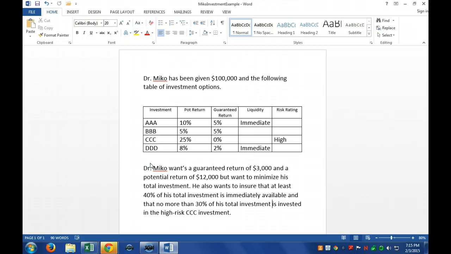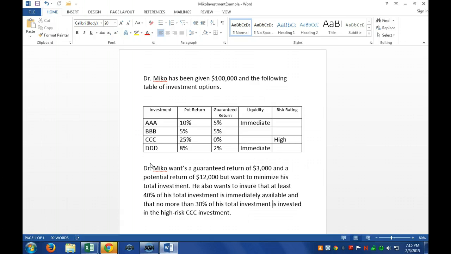So if we were to set this up, I just want to go to here first, because we know how to do this sentence. But what I want to show you is how to do the last two sentences today. It says, Dr. Miko wants a guaranteed return of $3,000 and a potential return of $12,000, but wants to minimize his total investment. So I want you guys to help me set this up, the first part of this anyways.